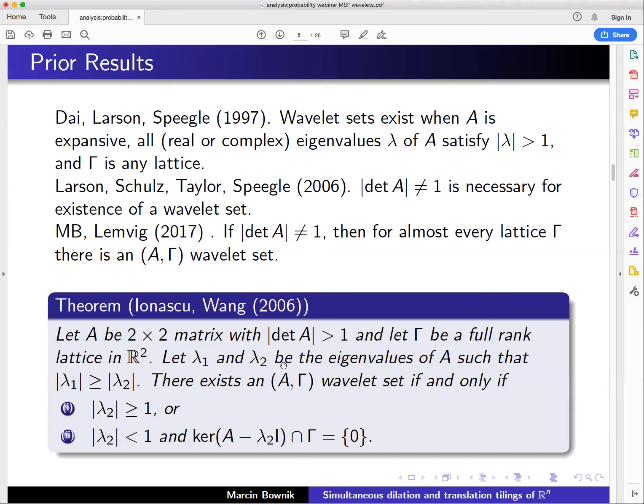So now let's look at lambda 1 and lambda 2, the eigenvalues of A. Suppose lambda 1 is bigger in absolute value than lambda 2. So there exists an A-Gamma wavelet set if and only if the following happens. If the smaller eigenvalue is greater or equal than 1, then fine, there will always exist a wavelet set. However, when the smaller eigenvalue is strictly less than 1, then you look at the contracting space, the eigenspace corresponding to this eigenvalue less than 1, and this cannot intersect the lattice, except at 0. So there is no non-trivial intersection with the lattice.